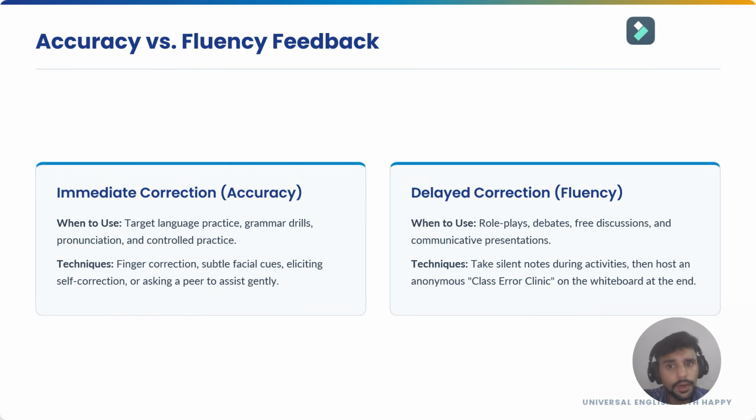Instead, walk around quietly with a notepad. Note down 4 or 5 common linguistic errors anonymously. After the activity concludes, write those sentences on the whiteboard with the errors included. Host a fun collaborative class error correction activity where the entire class works together to spot and fix the errors. Students love this because nobody is publicly singled out.